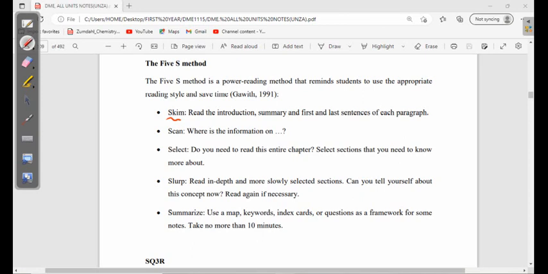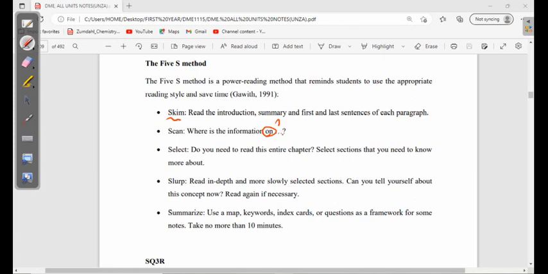Now to scan, you are looking for specific information. You put to yourself the information that you want. Maybe the information on effects, the information on causes, the information on importance. So that is to scan. You are looking for such sections.